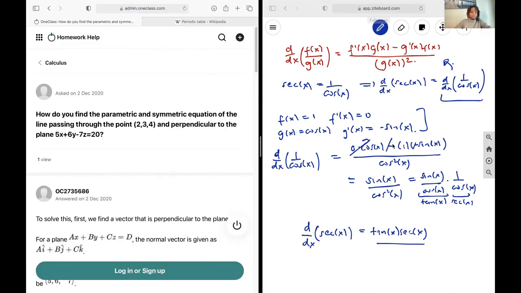Next up, we'd like to find the parametric and symmetric equation of a line passing through the point (2, 3, 4), and that is perpendicular to the plane 5x + 6y - 7z = 20.